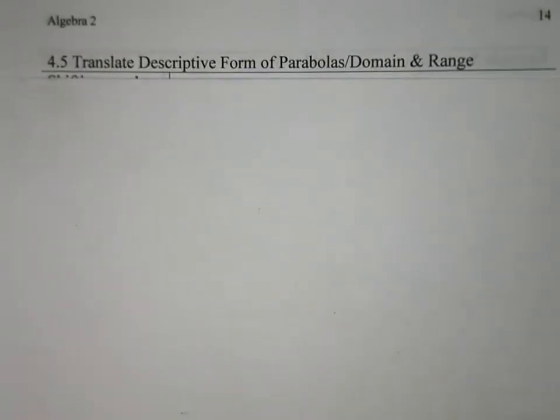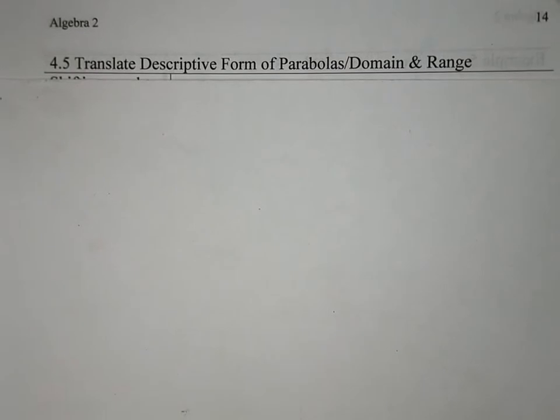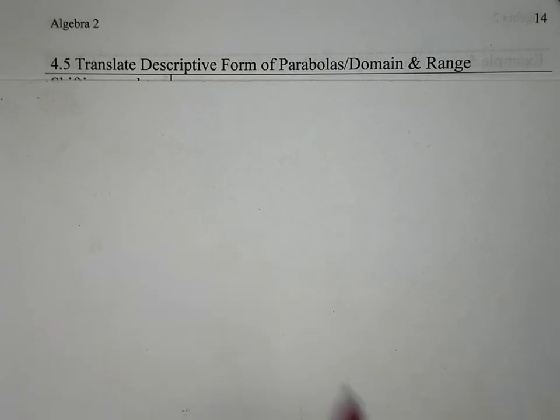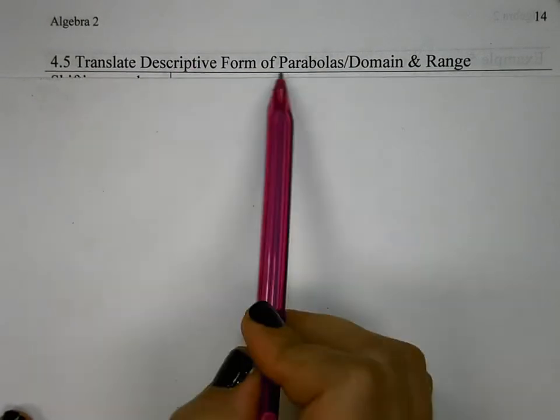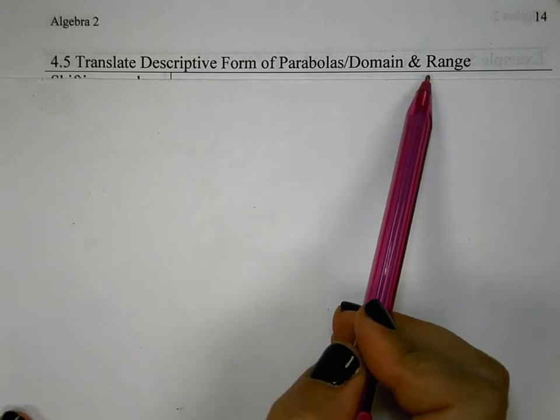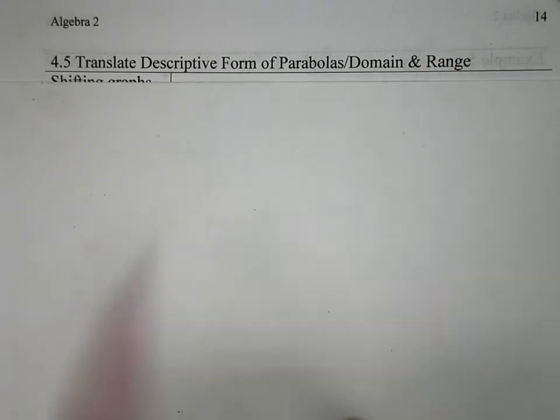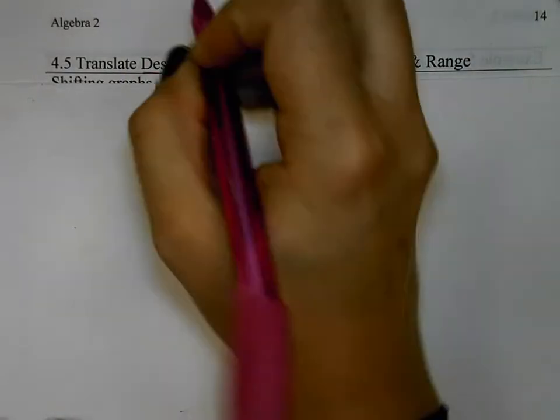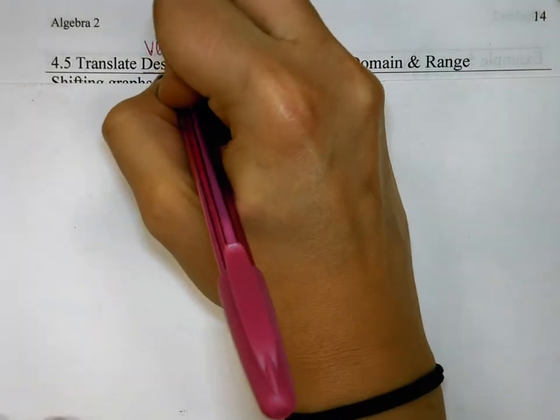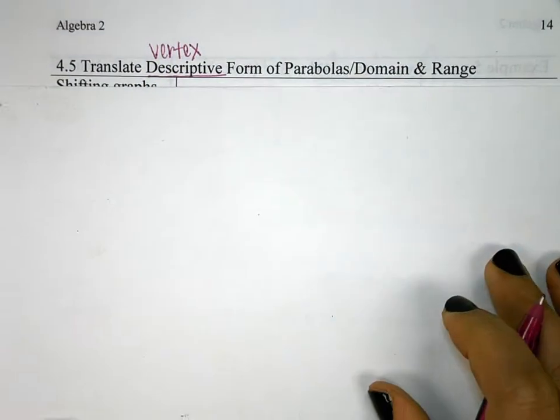Okay, so today we have 4.5, and we are going to be translating descriptive form of parabolas and working with domain and range. So first we're going to be talking about parabolas and how we can take a parabola in vertex or descriptive form. It means the same thing. So descriptive is the same as vertex form.